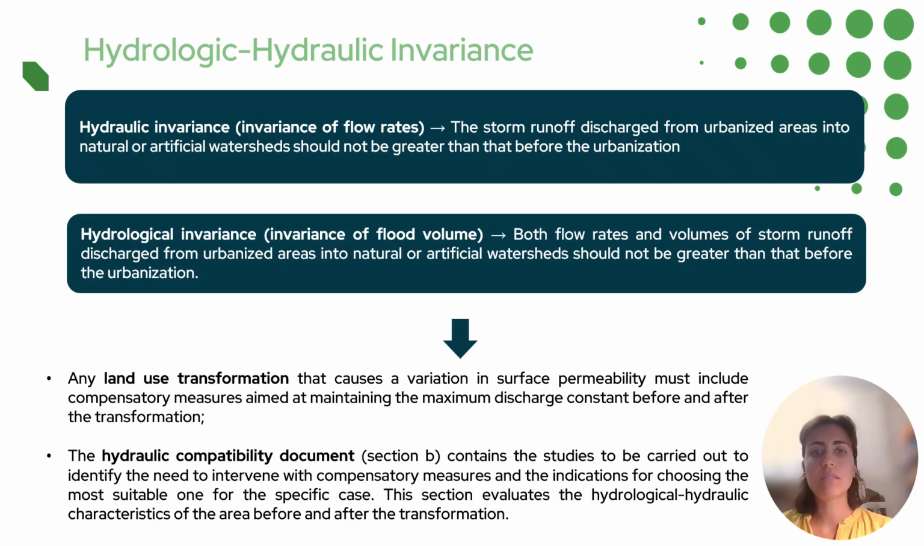In practice, this means that any land use transformation which alters the permeability of the surface must be accompanied by compensatory measures. These measures are designed to ensure that the maximum discharge stays the same before and after the transformation.